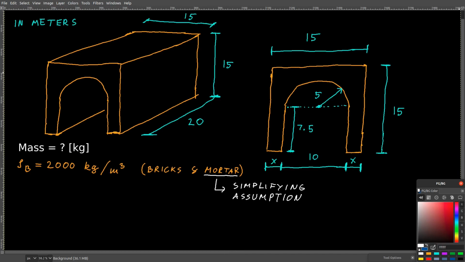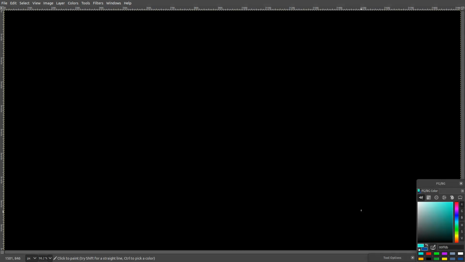And now, since you have the dimensions of the arc and the density of the bricks used in the arc, which is 2000 kilograms per cubic meter, you now have all the information to calculate the mass of the arc. However, let's do it on a simpler shape together to give you some ideas.